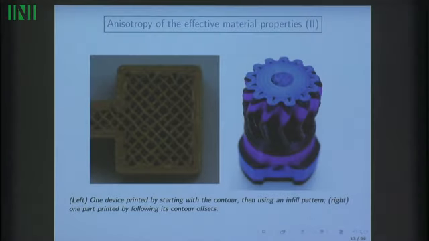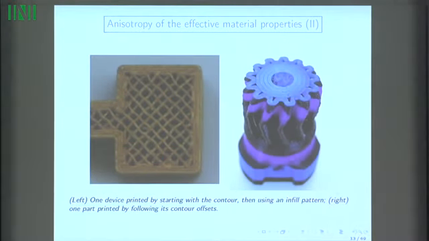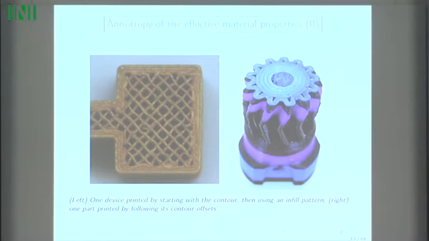So for instance, here are two construction patterns for a typical 2D slice of a shape. This is constructed by FDM, and you see that the nozzle will typically start by making several contours of the shape to be constructed, like this. And then it will fill the infill with some pattern, with rasters of material here, which can have different spacing depending on the constraint that we want to impose.